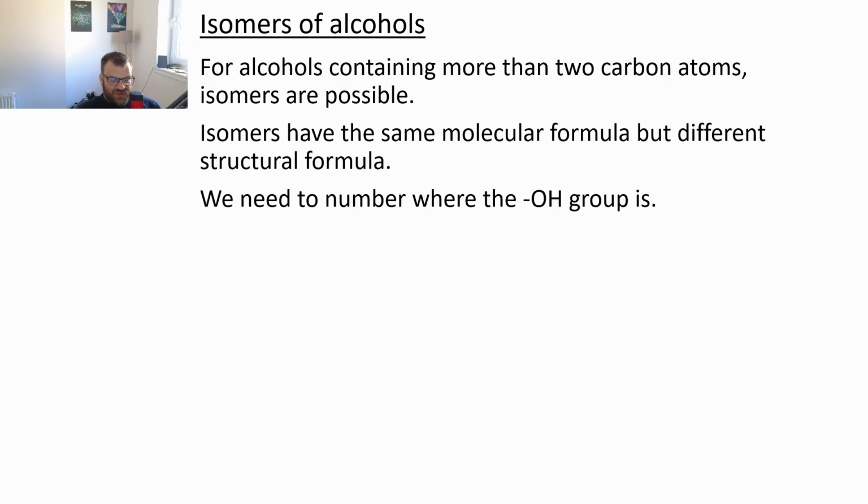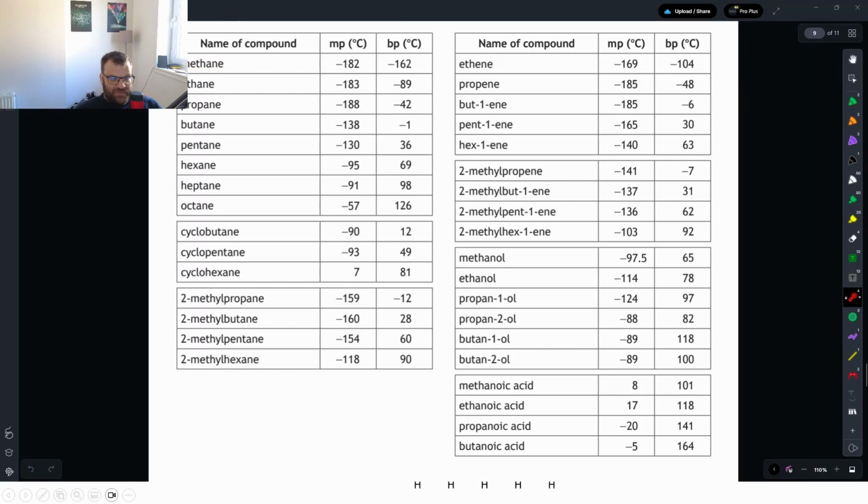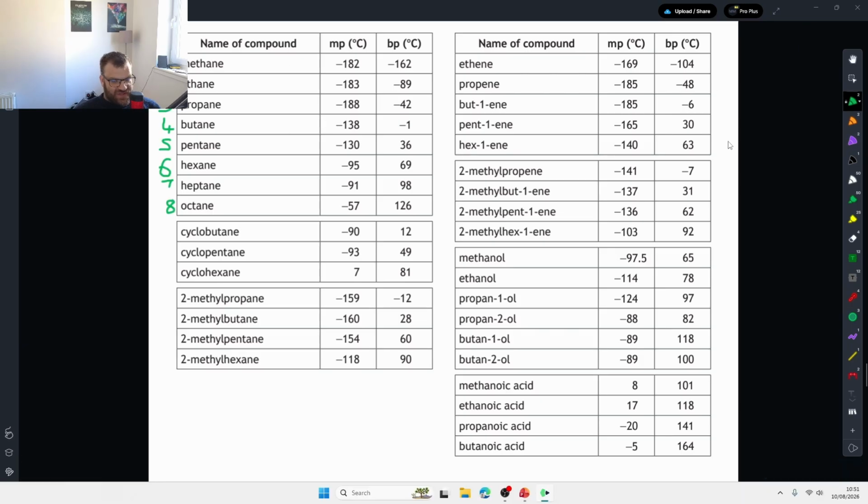We need to number where the hydroxyl group, the OH group, is. So if we look at some examples here, the first one, we've got 5 carbons in a chain. Using the data booklet, we can see that for 5 carbons, the answer is going to start with pent. The data booklet shows you some examples. Now, this doesn't tell us what the 5-carbon pent ones are, but you can use the naming arrangement to help us out. So it starts with pent, then AN, so pentan. Now we're looking at the number, and then we've got ol. You've got dashes either side of the number.